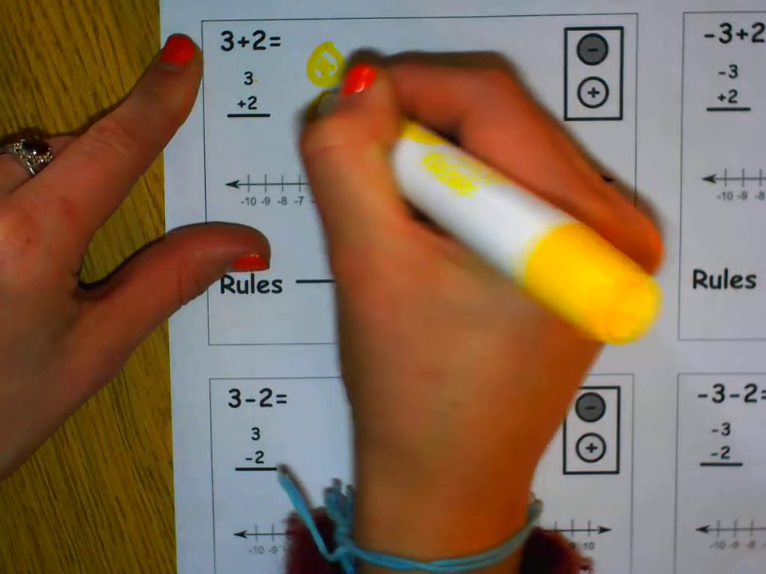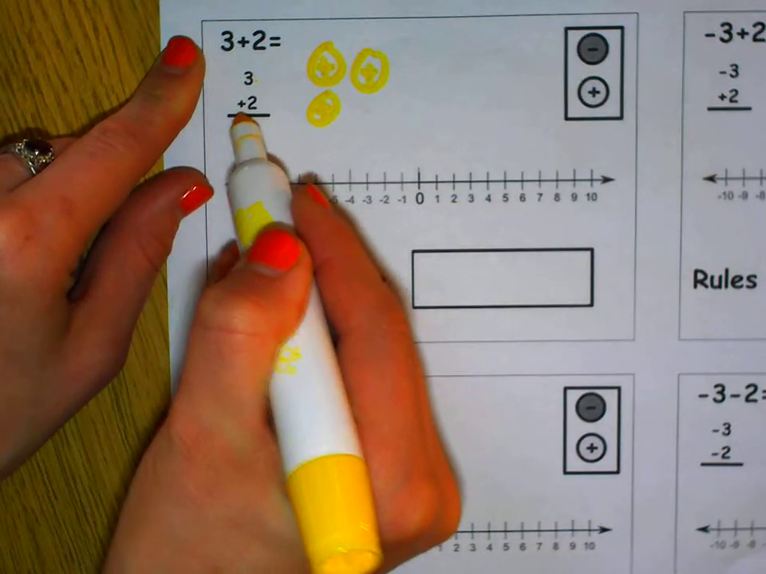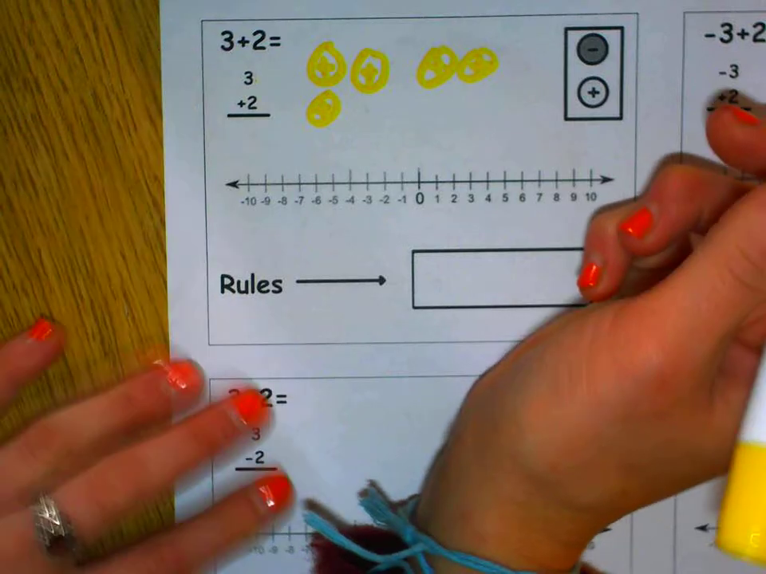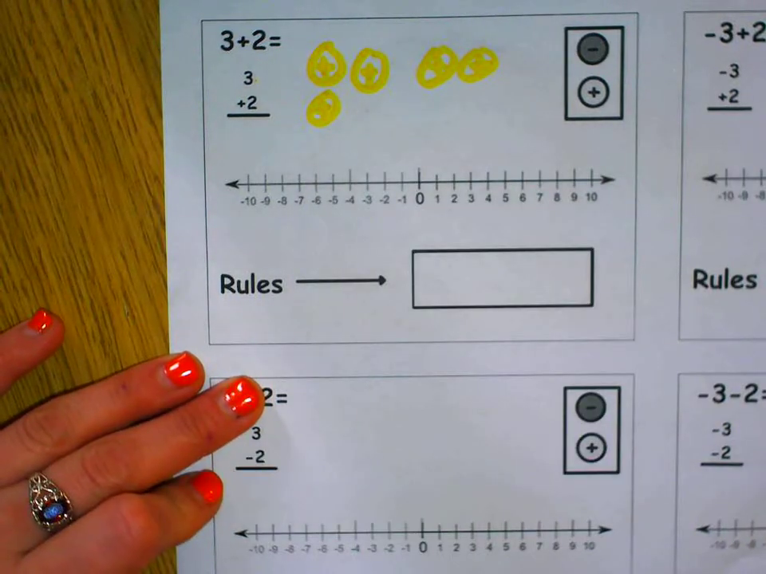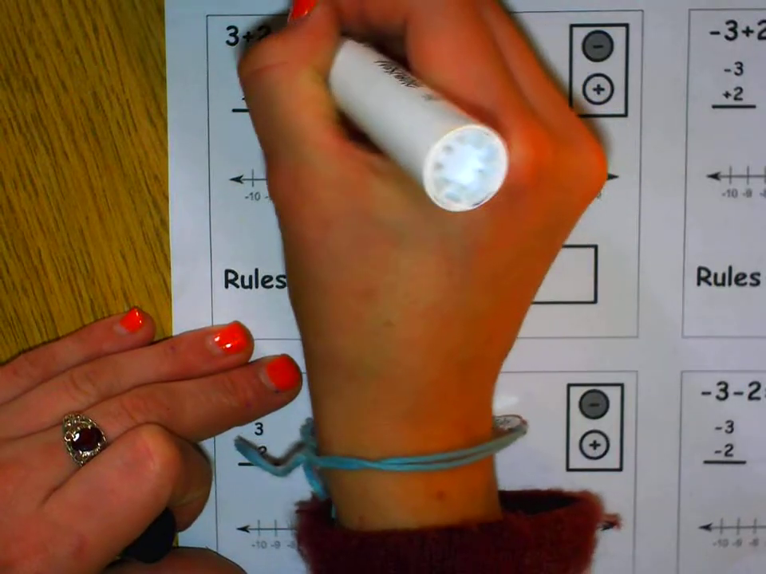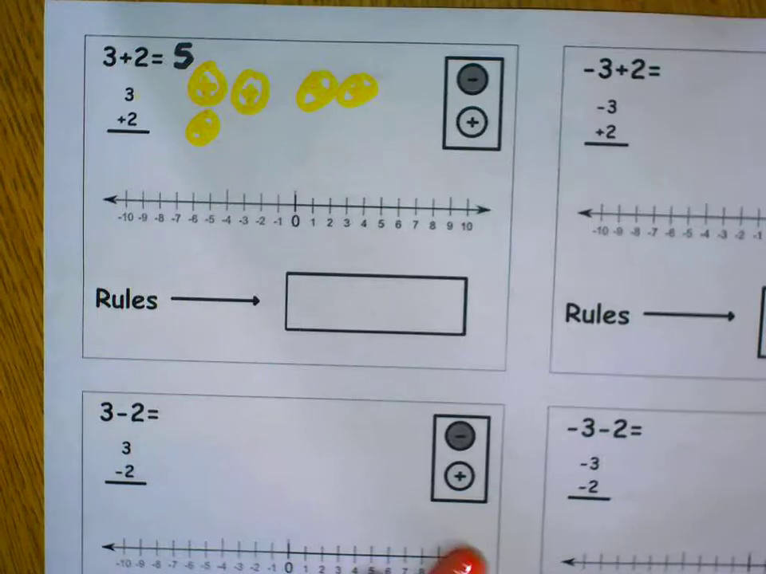1, 2, 3 positives. Plus 2, so that's a positive 2. 1, 2 positives. So notice these are all positives, which means that we are left with a positive 5. 3 plus 2 is 5, which is normal addition. So let's go look at the next one using integer chips.